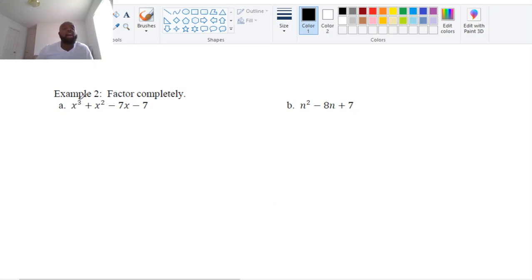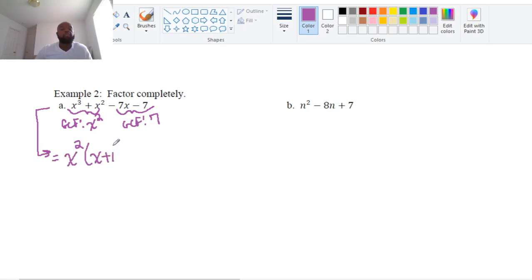And so now I count up the number of terms I have, and I see that I have 4 terms. My method for factoring when I have 4 terms is factoring by grouping. So I'm going to group the first 2 together, group the second 2 together. Out of my first 2, I have a GCF of x squared. Out of the second 2, I have a GCF of 7. All right, and so when I factor the GCFs out of those groupings, I get an x squared, and I'm going to be left with an x plus 1.